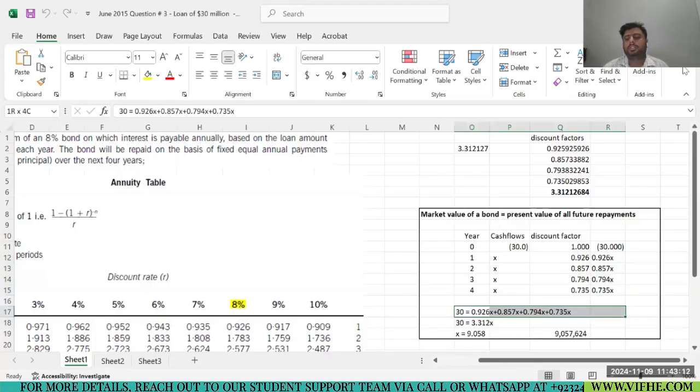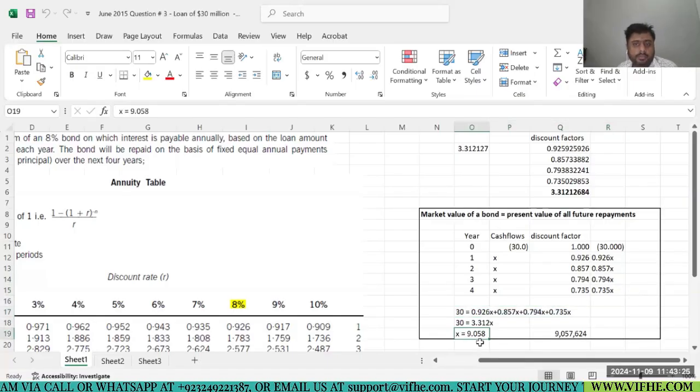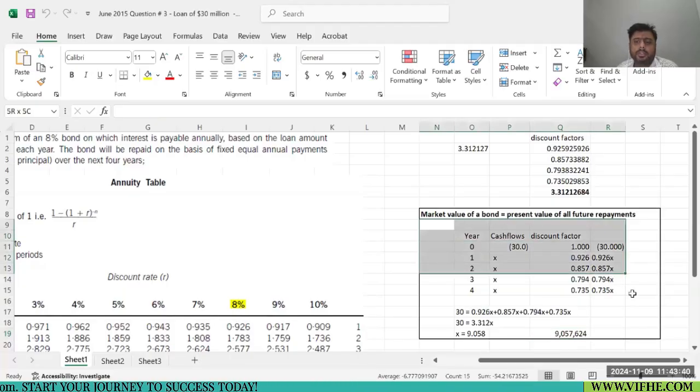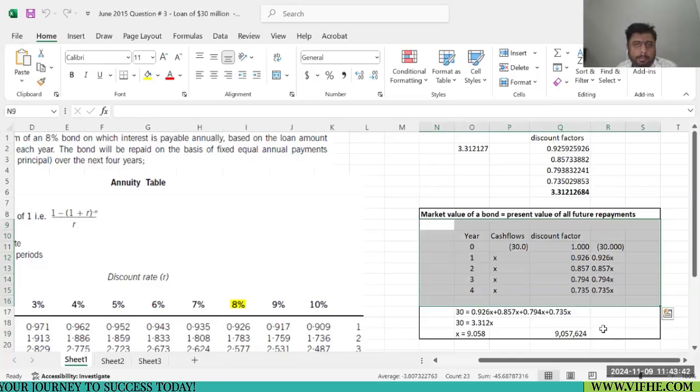30 is equal to 0.926x plus 0.857x plus 0.794x plus 0.735x. And if you calculate x, your x amount is 9.05258, or if you don't round it off, in exact terms, it is 9057623. Okay. So the first method to calculate the X amount is that you draft this type of table.